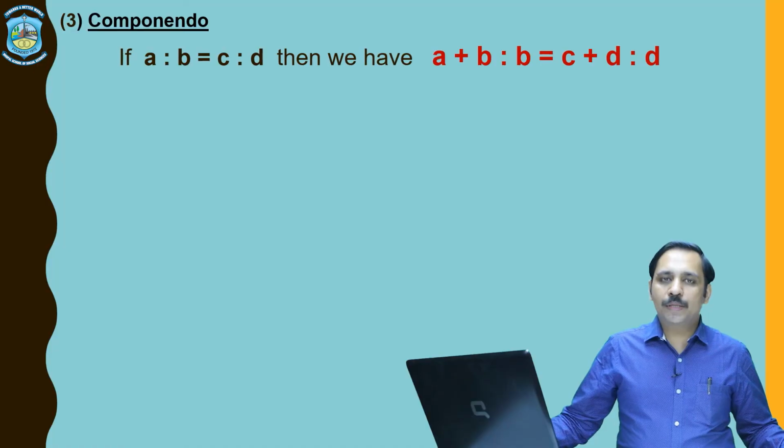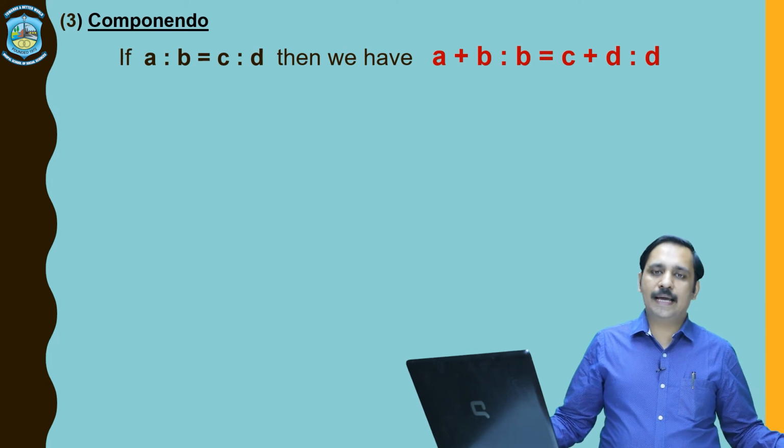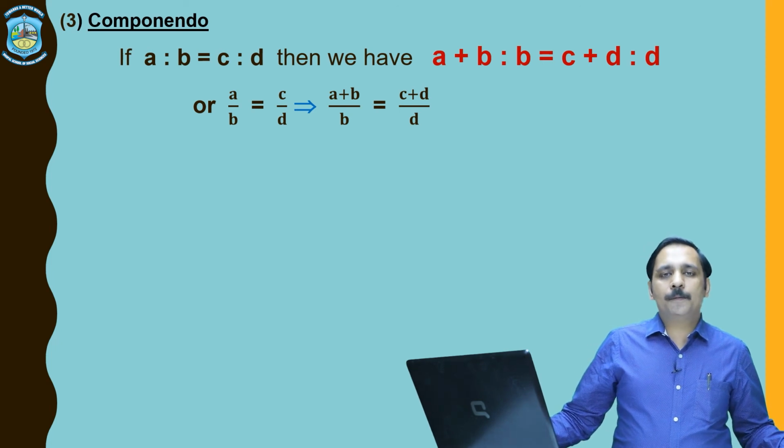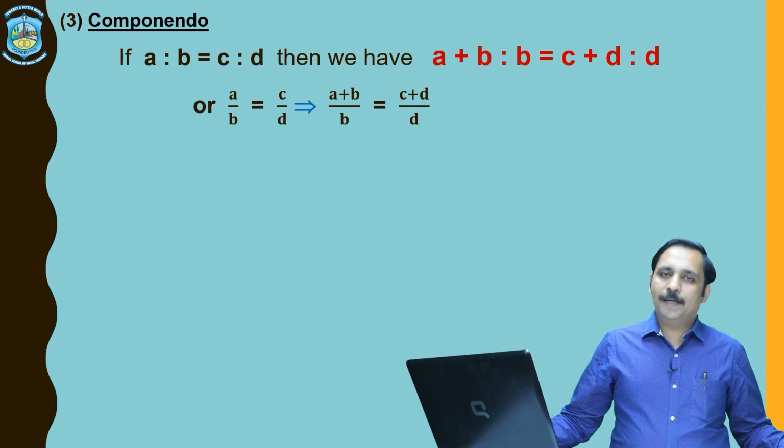The third rule is componendo. It says that if we have a proportion A is to B is equal to C is to D, then we can have A plus B is to B is equal to C plus D is to D. In terms of fractions, we can write it as, if we have A upon B is equal to C upon D, it is equal to A plus B upon B equal to C plus D upon D.